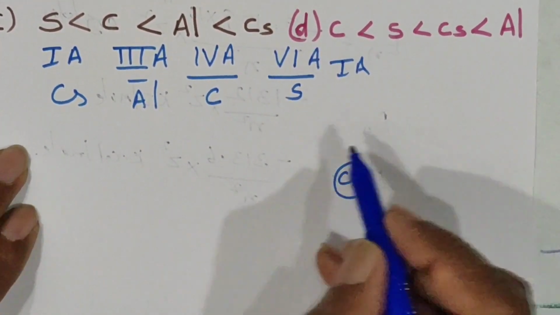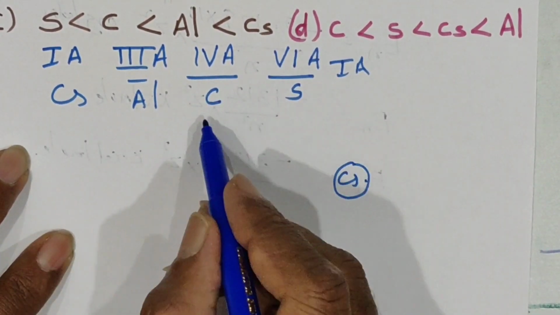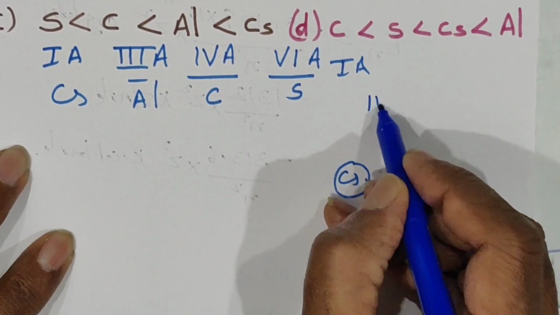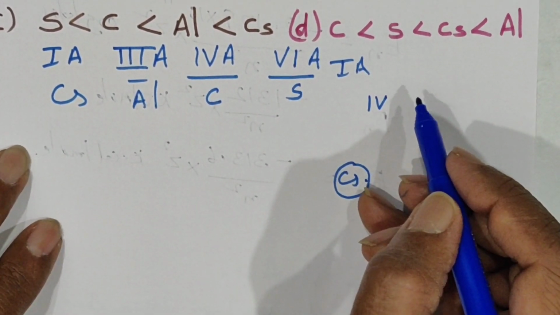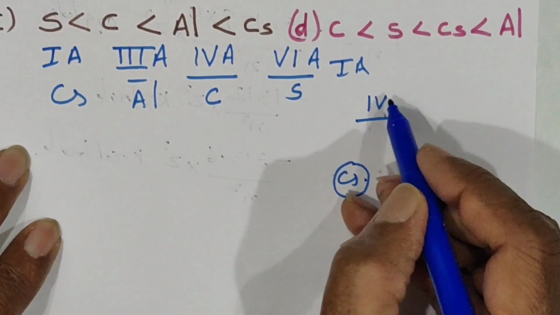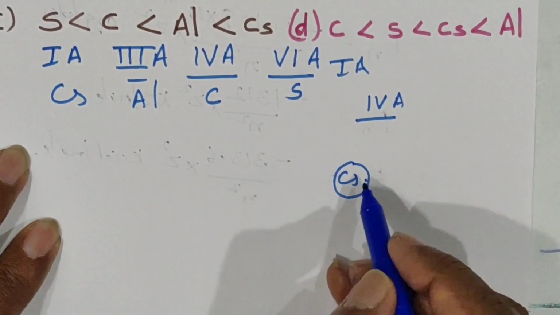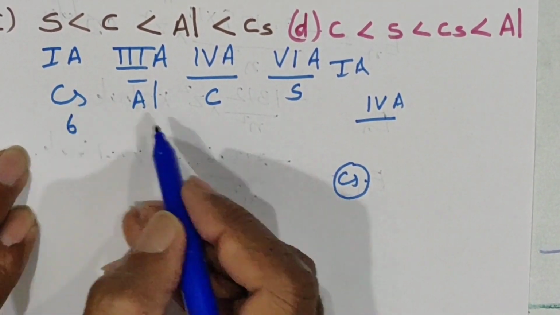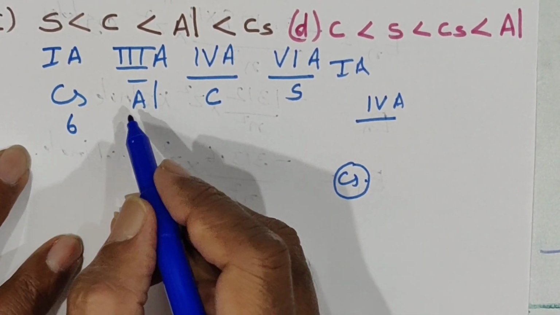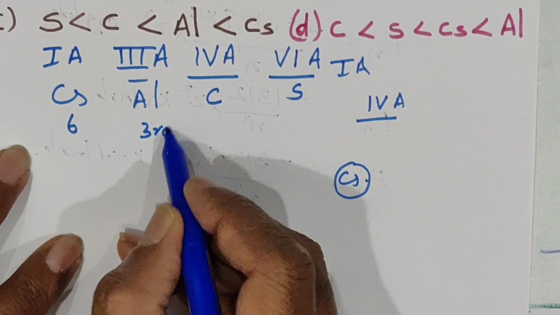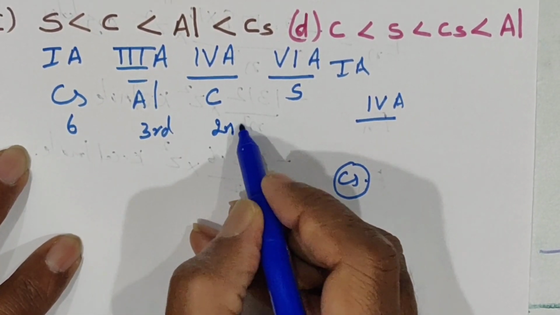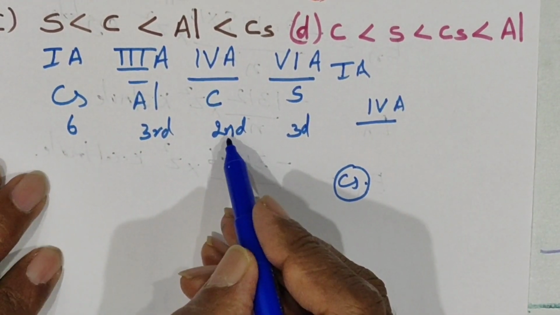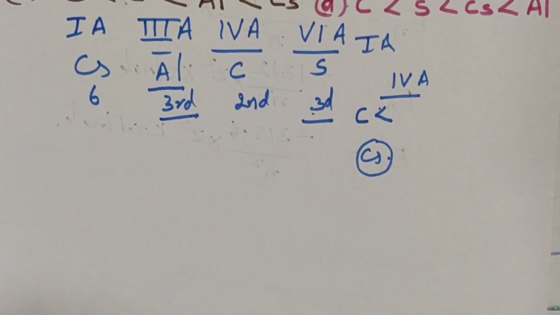Right? Next, in this aluminium, carbon, sulfur. Carbon belongs to 4th A group, and it is a second period. Now you have to observe this. Cesium is the 6th period element. So aluminium is a 3rd period element. Carbon 2nd period, and sulfur also 3rd period element. Right? 2nd, 3rd, 6th.